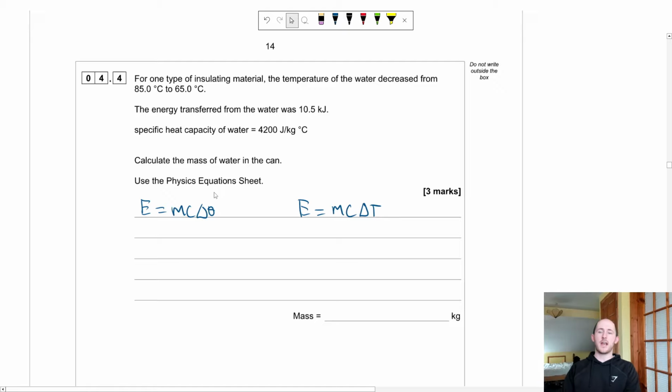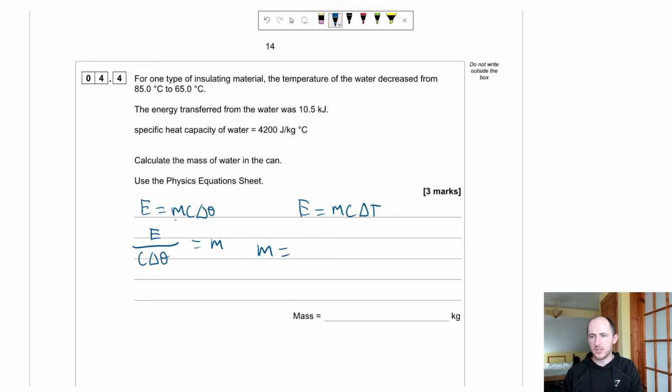Now in this case, I know before I subbed in the numbers and then rearranged. I actually prefer to rearrange first because it's a bit more complicated when you sub this in. So I'm rearranging for mass. All I'd do is move everything over to the left hand side as a divide. So mass is equal to energy divided by c delta theta. Energy is 10.5 kilojoules. Remember what kilo means. It's times 10 to the power of 3. Or you can just write 10,500. C is 4,200.